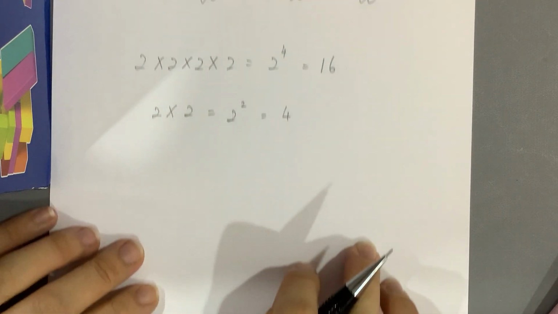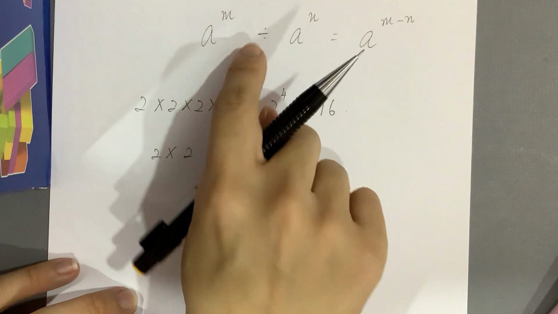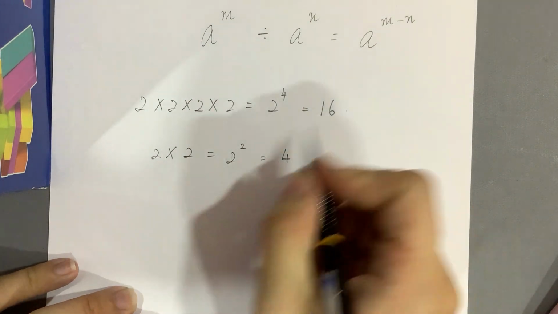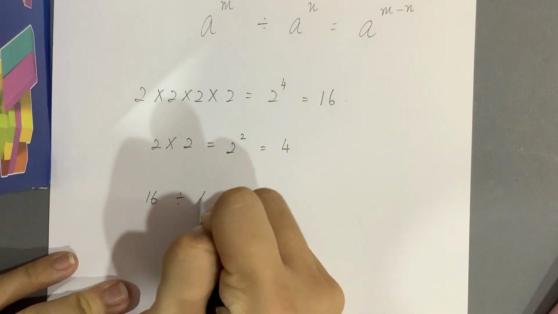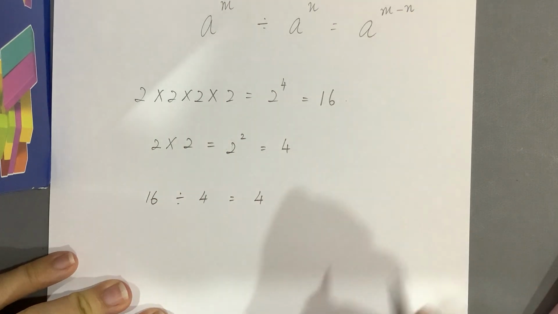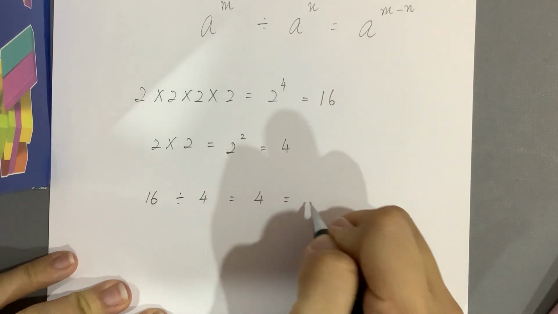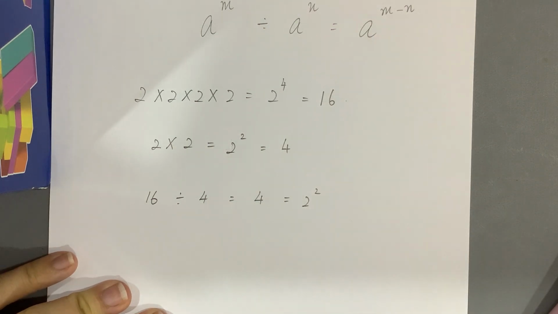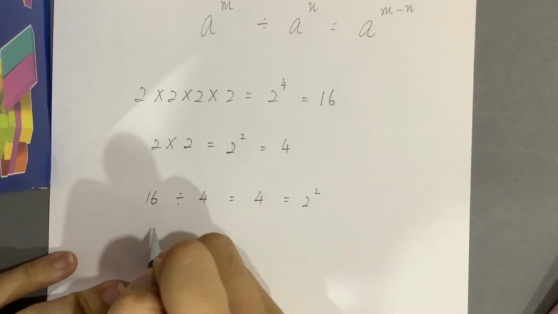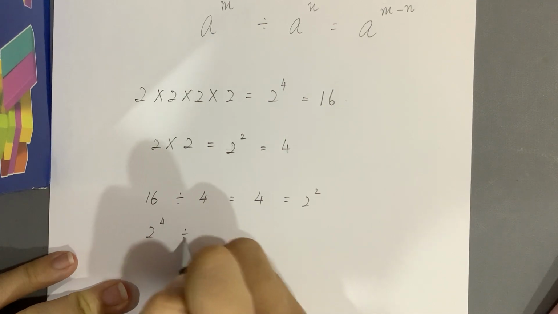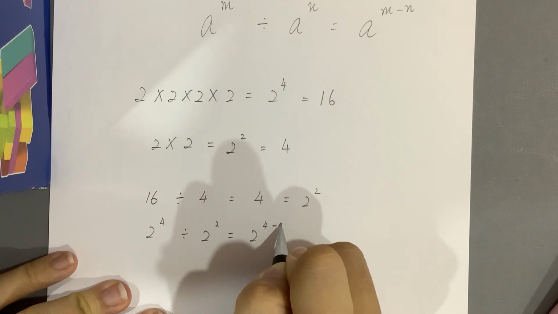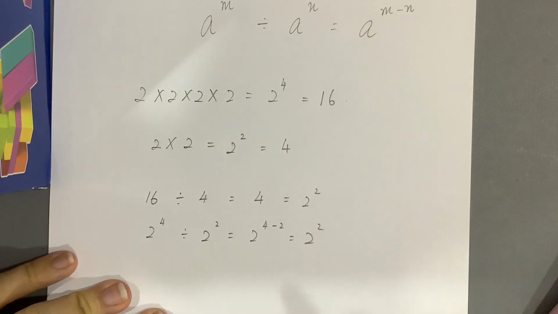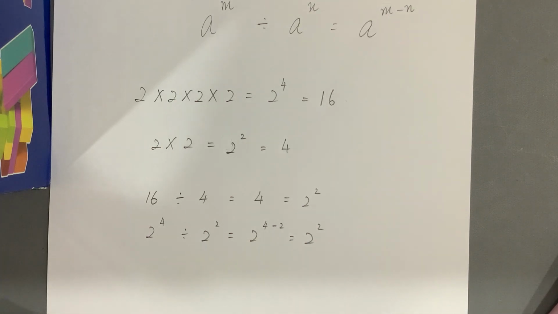Correct? So if we were to work it out in terms of divide, meaning to say 16 divided by 4, does it equal 4? Is this equal to 2 squared? So can I say that it's actually 2 to the power of 4 divided by 2 to the power of 2, which is 2 to the power of 4 minus 2, 2 squared. Now what happens if it is 3?